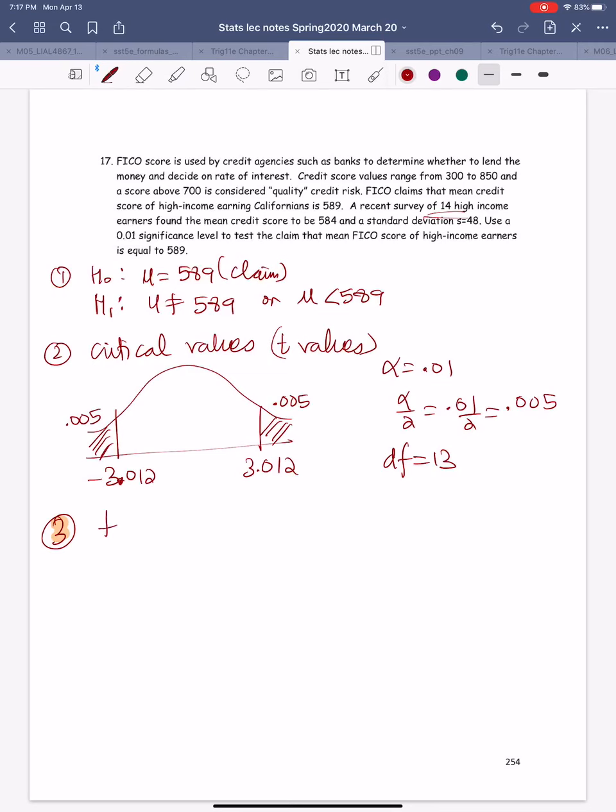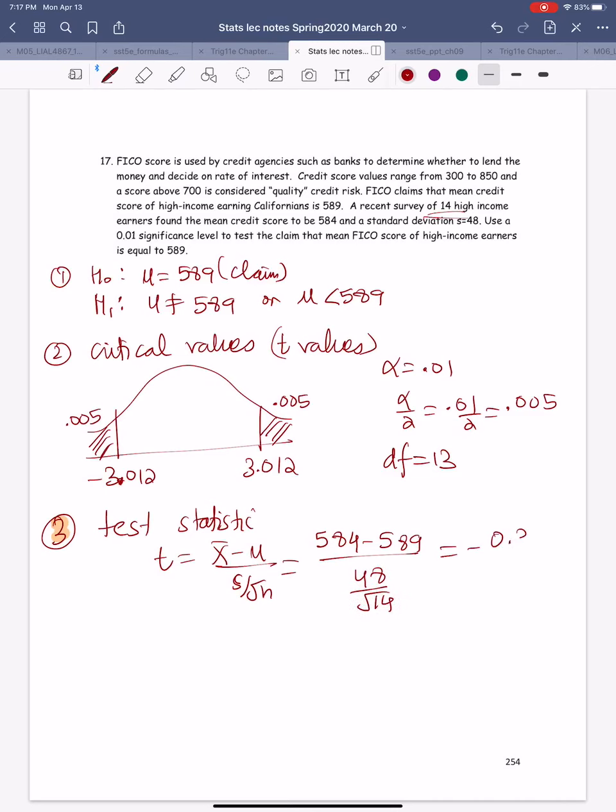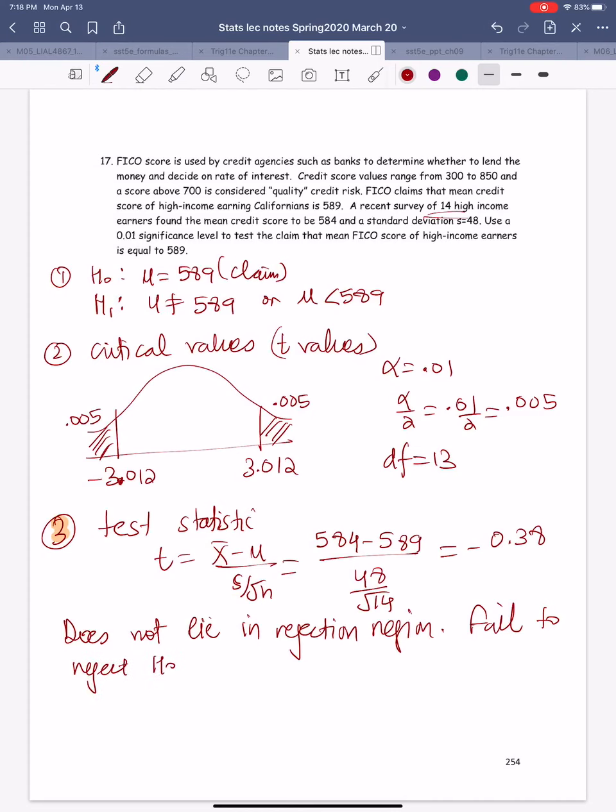Now we're going to look at step number 3, which is the test statistic. For the test statistic, we have t equals x bar minus mu over s over square root of n. Turns out to be 584 minus 589 divided by 48 over square root of 14, which is negative 0.38. And now we see that it does not lie in the rejection region. Again, we fail to reject H naught.